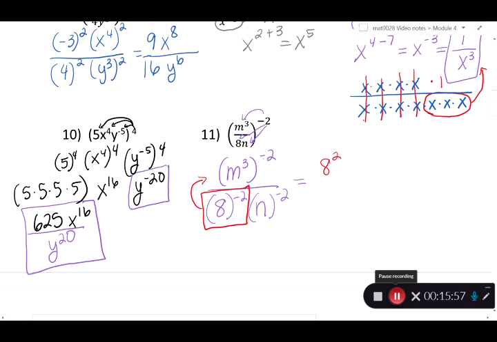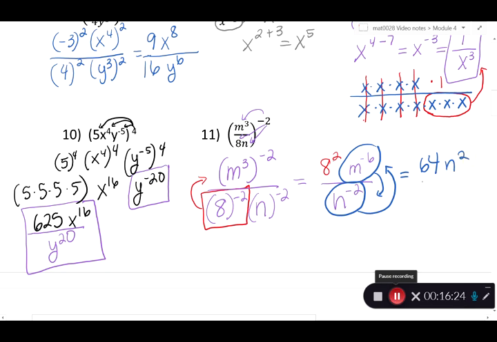If I do m cubed to the negative 2, I would get m to the negative 6, 3 times the negative 2, over n to the negative 2. And now both of these have a negative exponent, which means the m needs to go down and the n needs to come up. So my final answer would be 64, 8 times 8, n squared over m to the 6th.